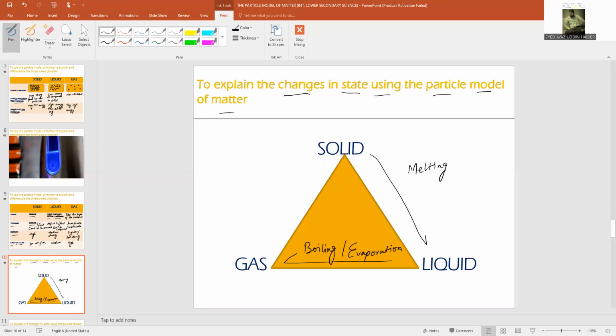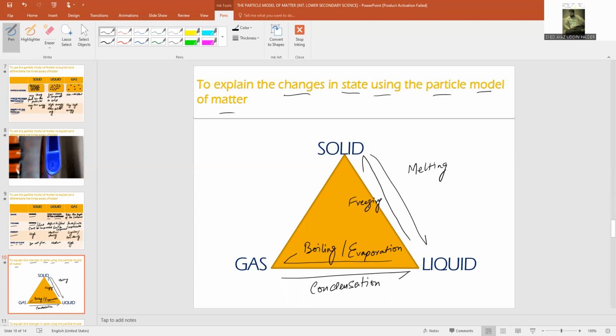Now let's talk about the reversal of this process. When gas is cooled to liquid, we call it condensation. In the same way, when liquids are cooled further, they will change into a solid state, and the process is known as freezing. The fixed temperature at which the freezing takes place is known as freezing point.